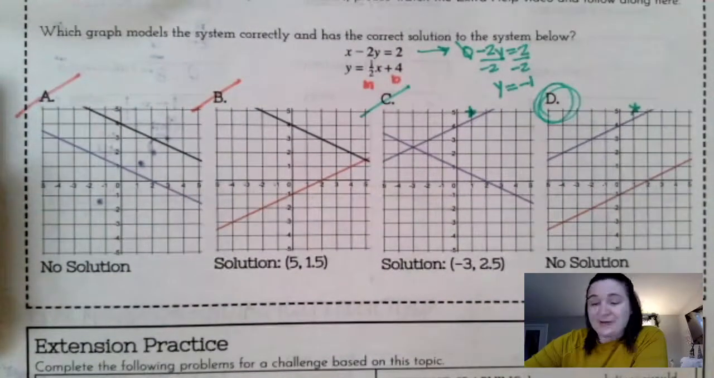I hope that helped you with being able to solve by graphing.